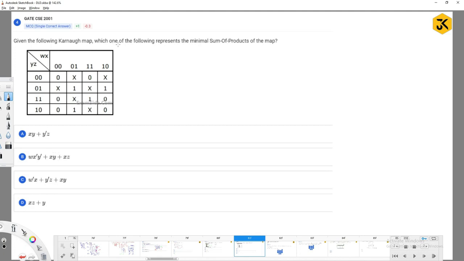Given the following Karnaugh map, which of the following represents the minimal sum of products form of the map? What you can do, again, you need to combine all ones with don't cares. Maximum 4, maximum 8 is not possible always. Maximum 4 is possible. Can I combine these 4? Yes or no?